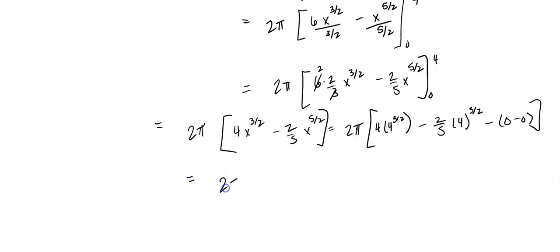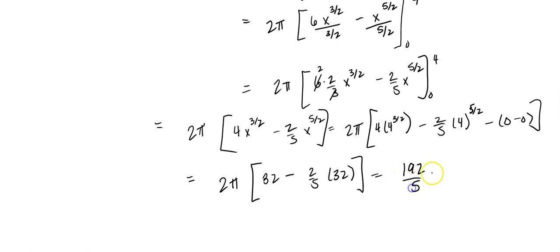Which gives me 2 pi times, well, 4 to the 3/2 is 8, times 4 gives me 32. And 4 to the 5/2, which is what we actually have here, gives me 32. So all of this together gives me 192 over 5 pi units cubed.